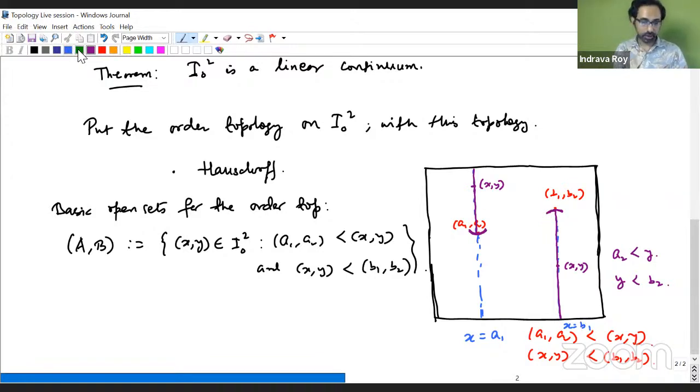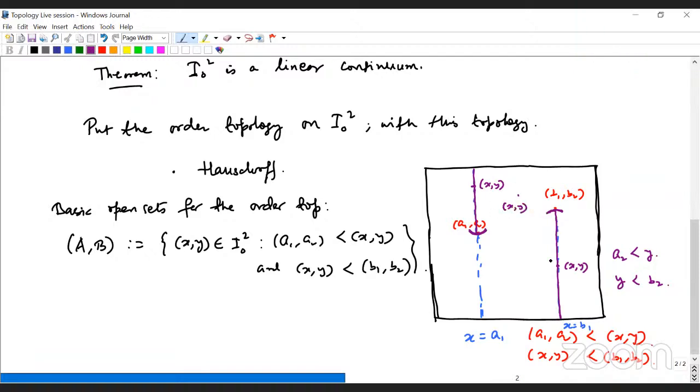So what about the middle point? If you have any middle point somewhere here, I'm using the same x comma y notation for all three, but they are different points. For any point in between.